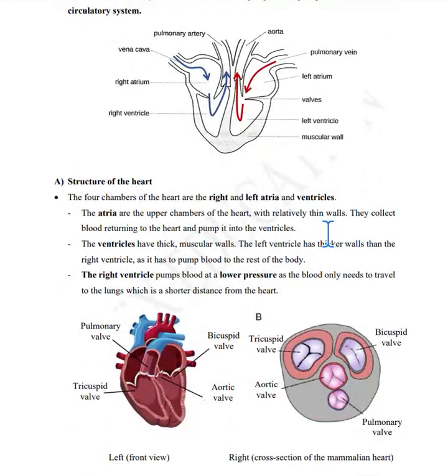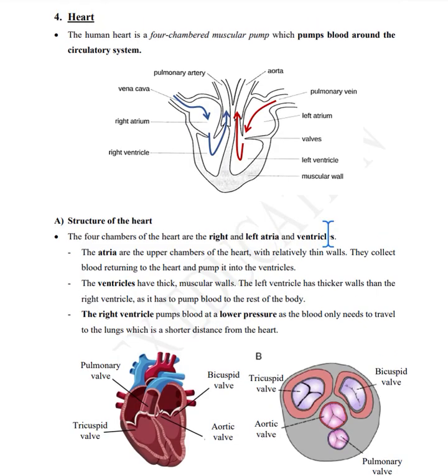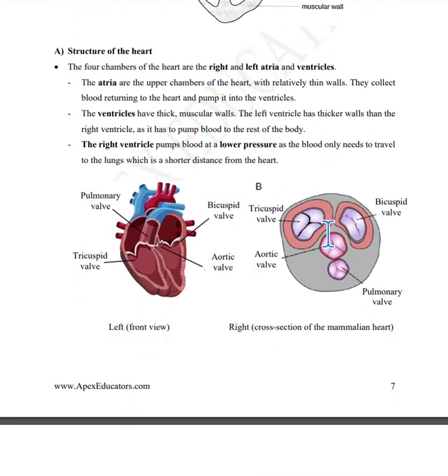So the heart, you need to know the structure. You need to know that it consists of the right and left atrium and ventricle. The atrium is the upper chamber, and the ventricle has thick muscular wall. The left one has thicker walls than the right, because they need to pump blood to the rest of the body. And the right ventricle pumps blood at a lower pressure as the blood only needs to travel to the lungs, a shorter distance from the heart.